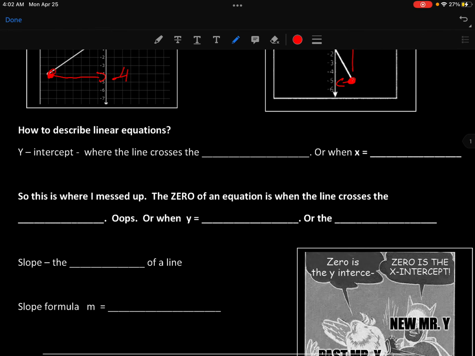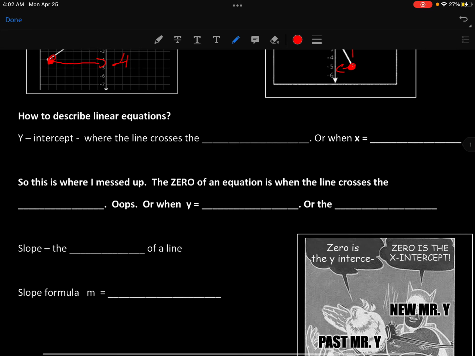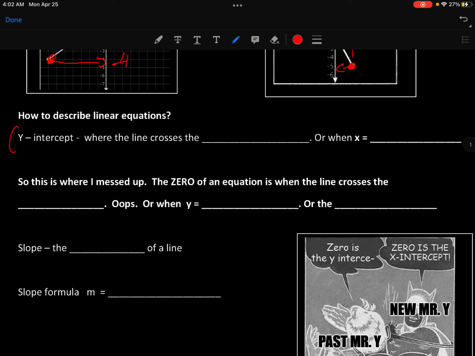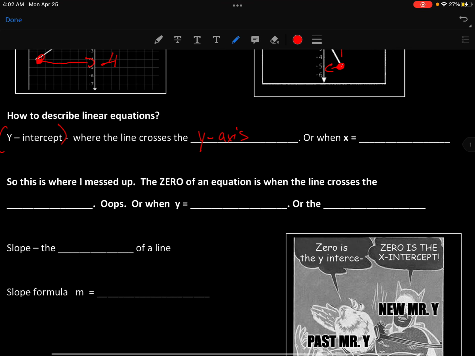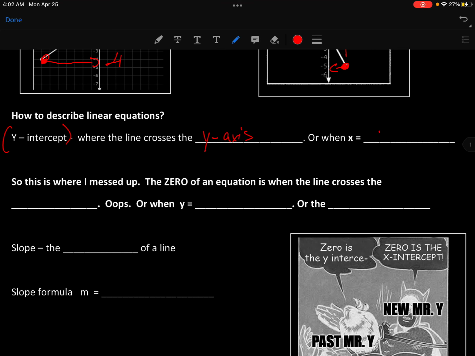Now there are also some things you need to know about linear equations. Step number one, the y-intercept. The y-intercept is where the line crosses the y-axis, or when x is equal to 0. And this part is where I messed up, guys. I messed this part up. My bad. So pay attention.